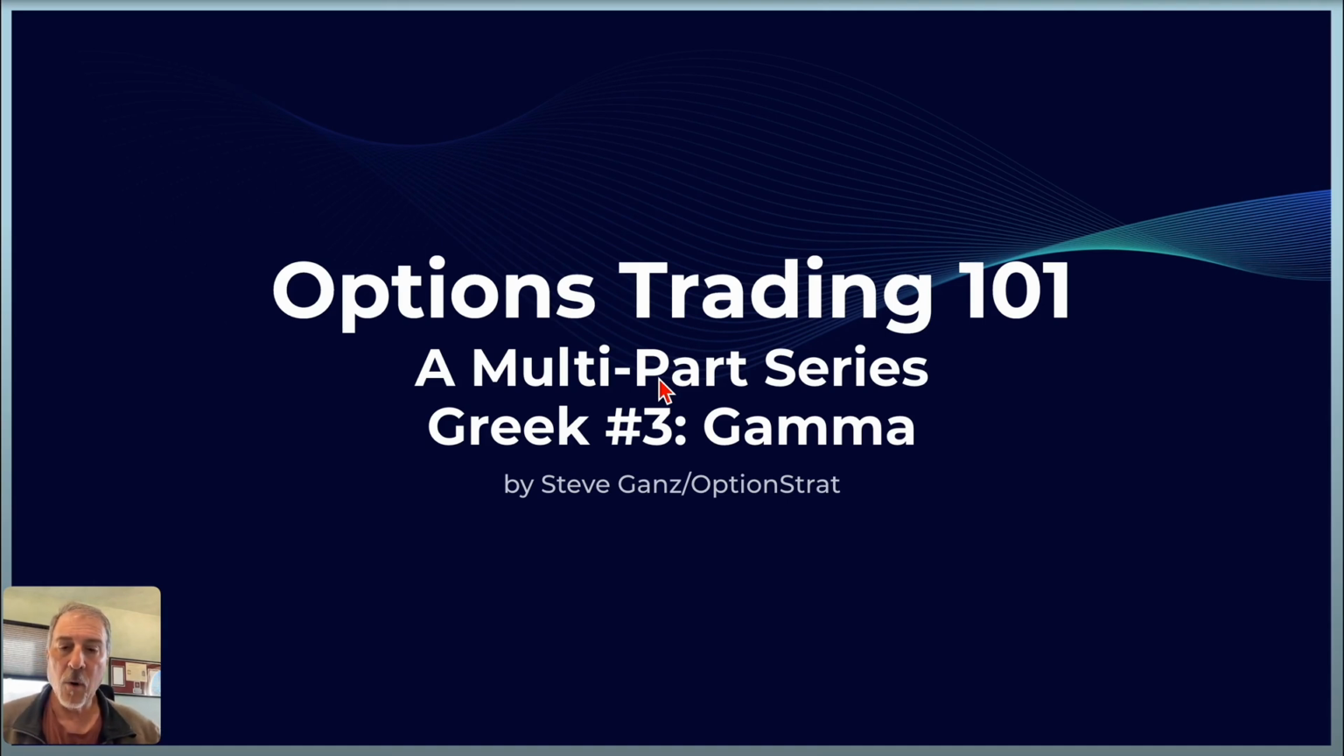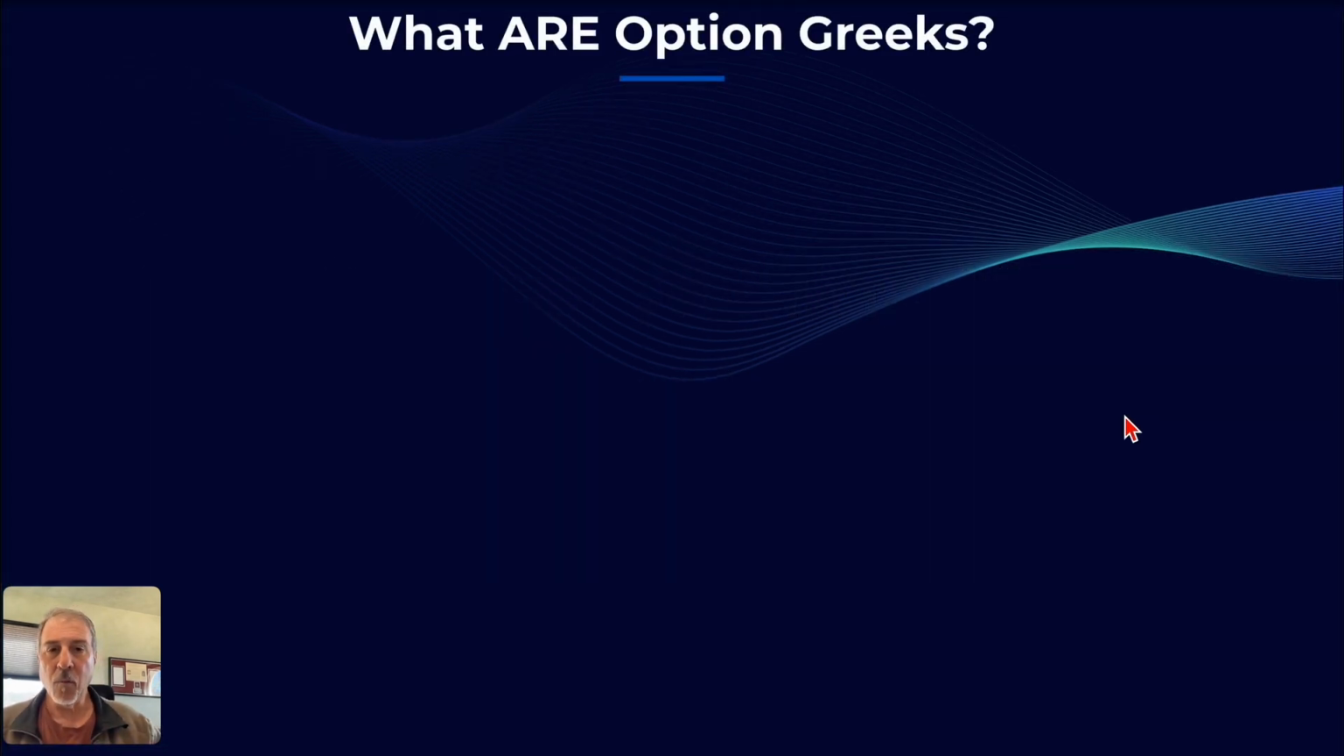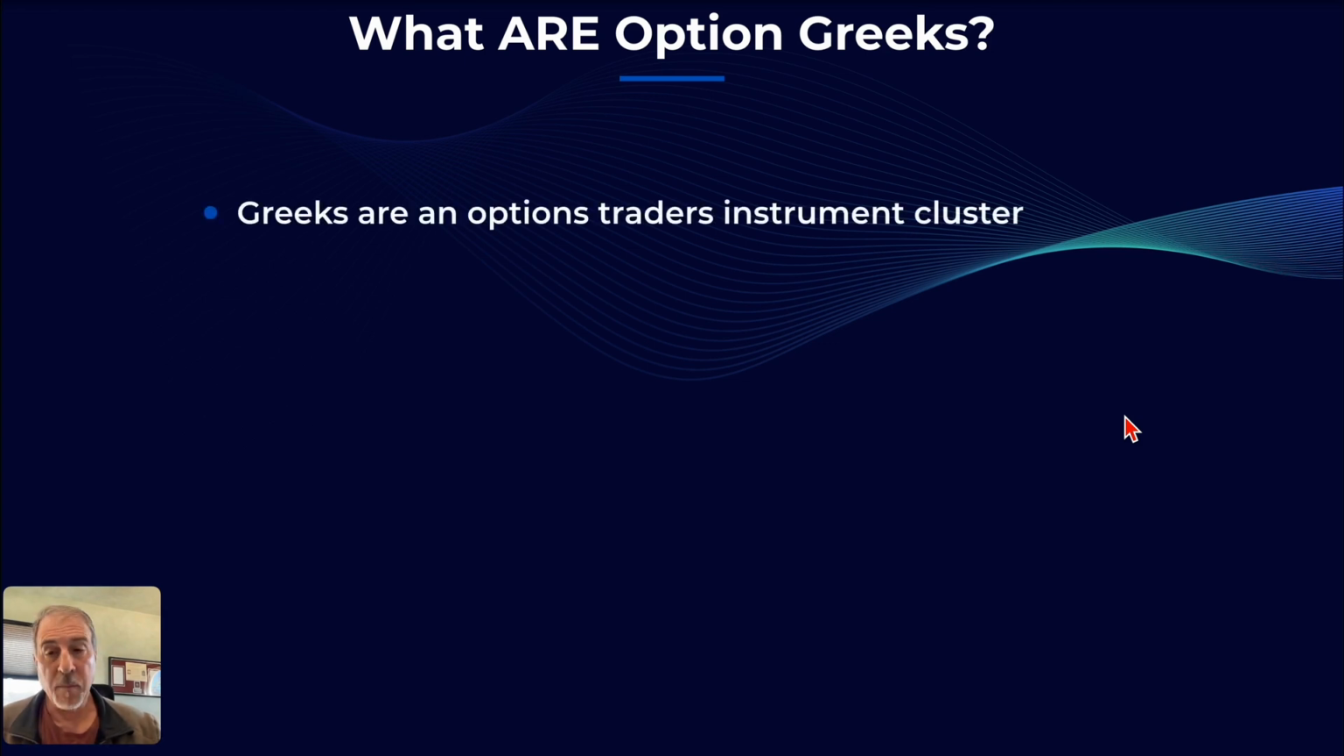And now we're going to look at the third in our Greek series, gamma. So let's take a look at the Greek of gamma and what that's all about. But before we do, again, just a quick review. What are options Greeks to begin with?